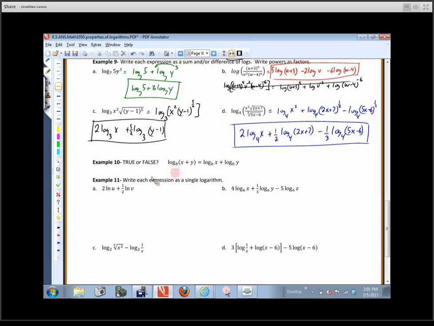I want to point out something right here that is a very common misunderstanding about how logarithms work. Is the log of x plus y equal to the log of x plus the log of y? No, it is not. There are very few functions that distribute. Almost none. Multiplication will distribute, but even things like this.